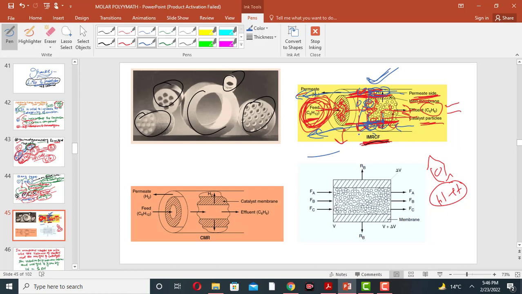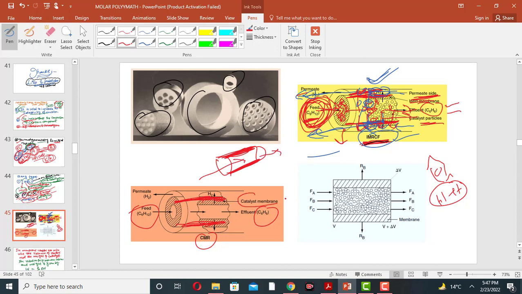So this is the inert membrane reactor with catalyst particle on the feed side. This is the catalytic membrane reactor, CMR. This is the feed, hexane, this is the benzene, this is the membrane, and the membrane acts as a catalyst. It is a membrane, like fluidized type. The surface area of this is the surface area of the membrane, and this is the feed, this is the product.